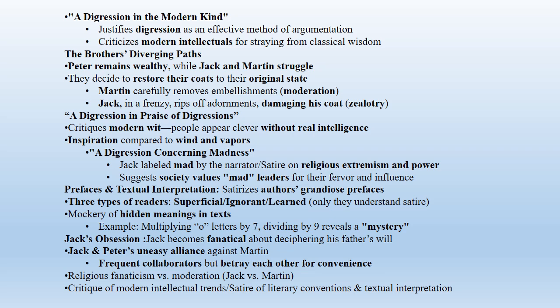Jack and Peter, despite being adversaries, frequently cross paths in the city. The narrator laments that he cannot provide more detail but notes that the two have formed an uneasy alliance against Martin for their own selfish ends. However, their partnership is fickle and they abandon each other whenever convenient.